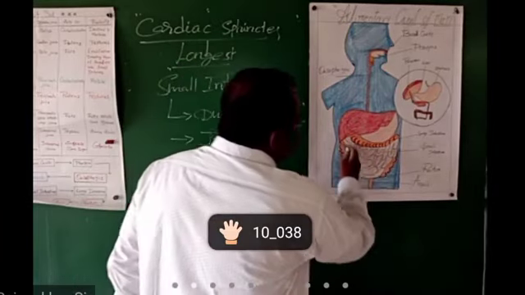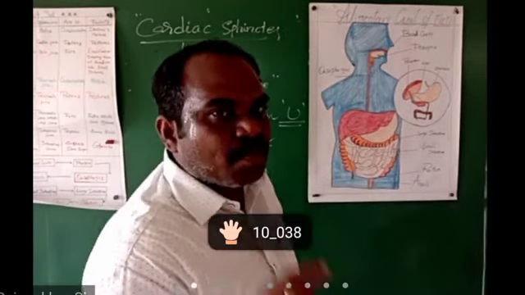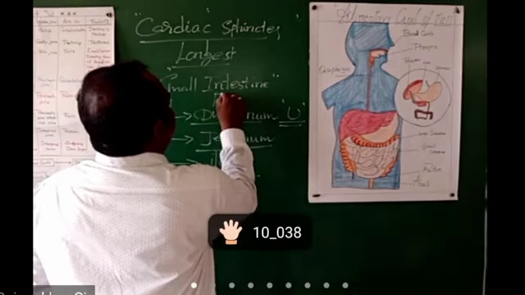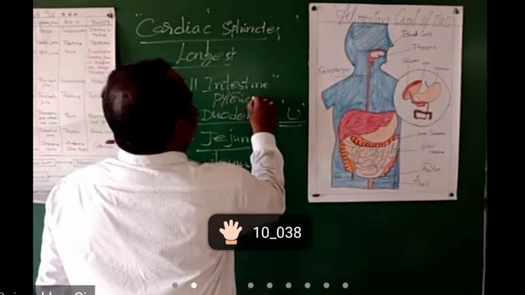In the first part of the small intestine, the duodenum, one sphincter is present, called the pyloric sphincter.